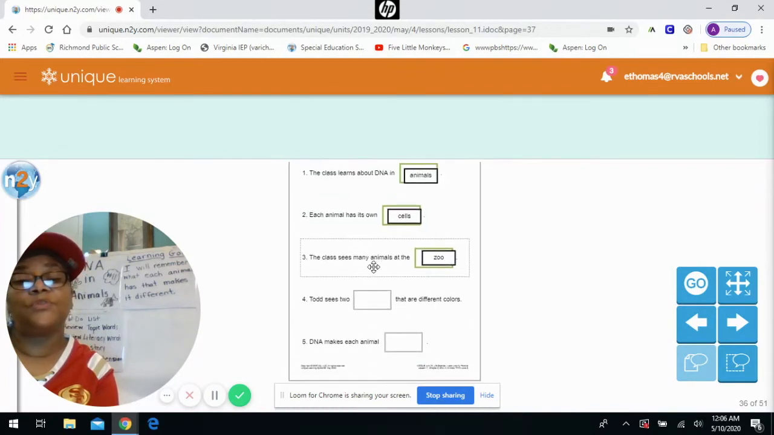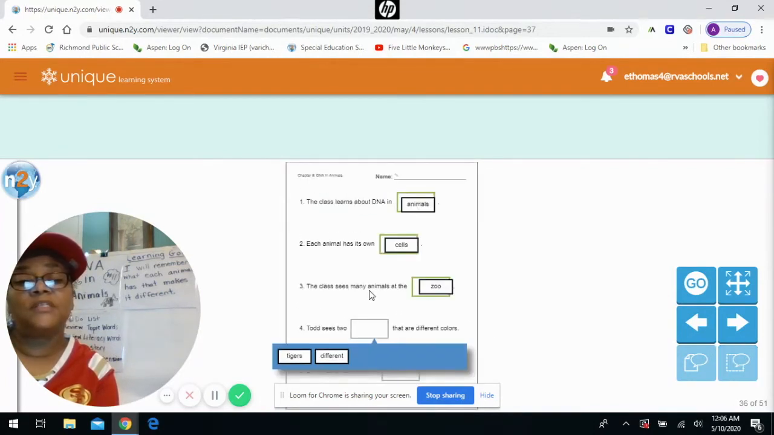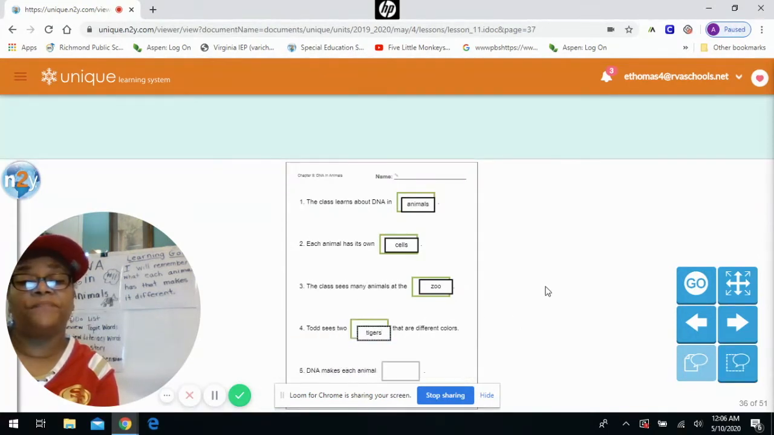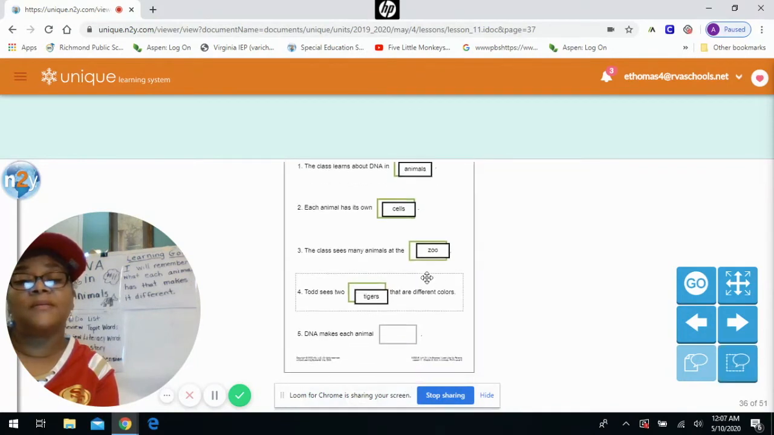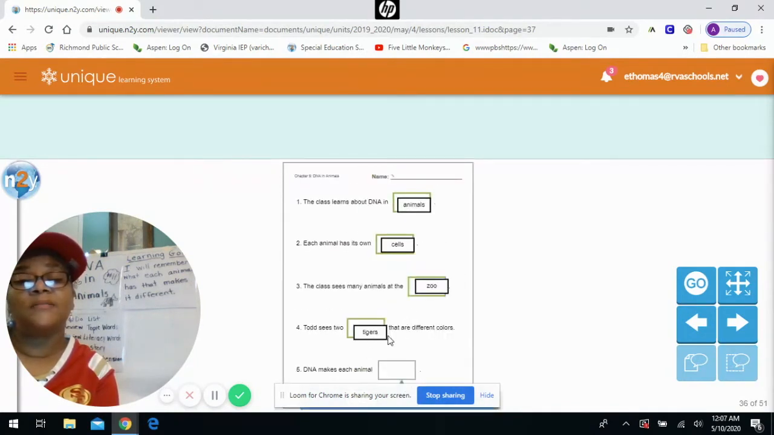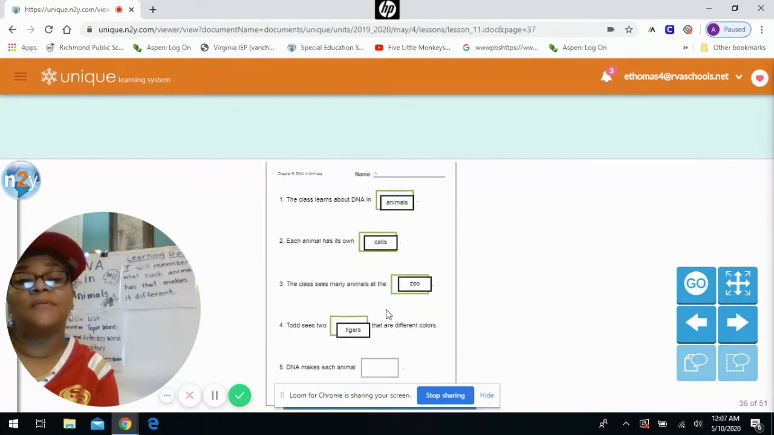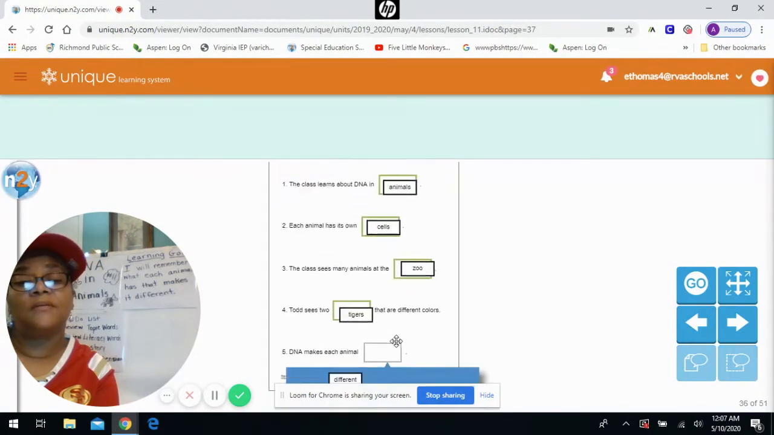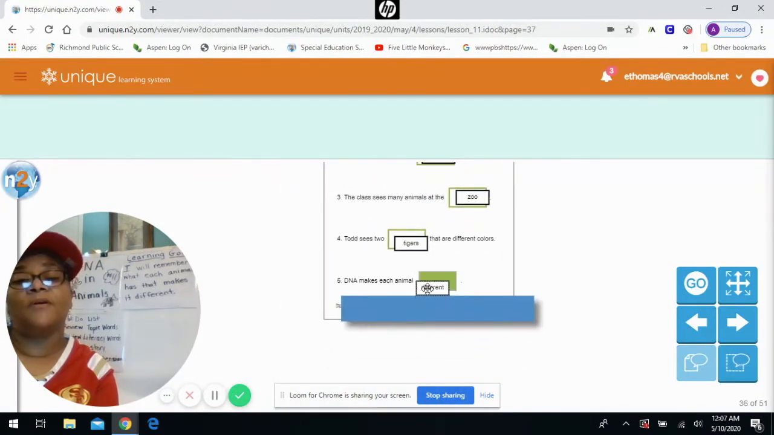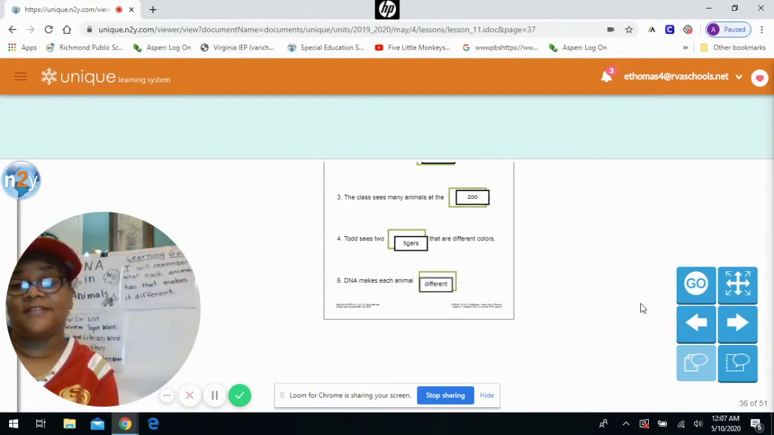Todd sees 2 blank that are different colors. What did he see that were different colors? Tigers. Yes. And DNA makes each animal the same or what? The same or what? If I can get it to move up. Different. There we go. Different. Good job.